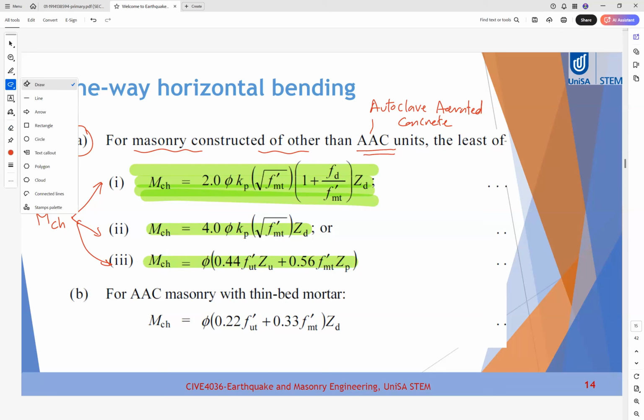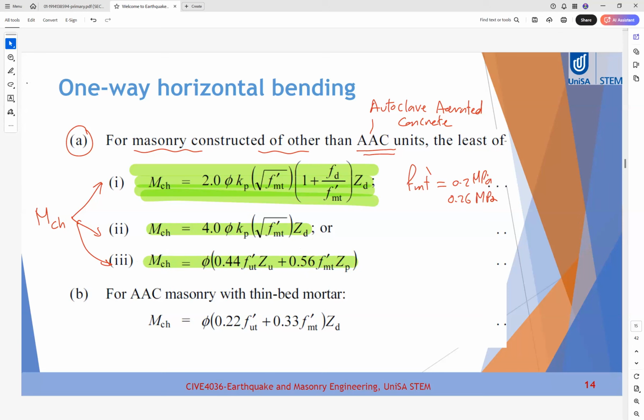If you remember, what is FMT dash? FMT dash was 0.2 or 0.26 MPa. For this case, because it is the first one, we have only clay or others other than AAC, so it will be 0.2. FMT dash is the flexural tensile strength of the masonry. So we know this one. And we know FD.